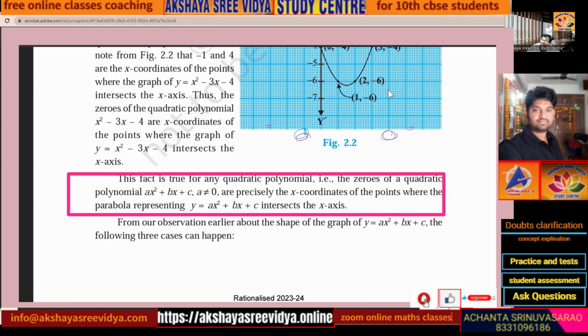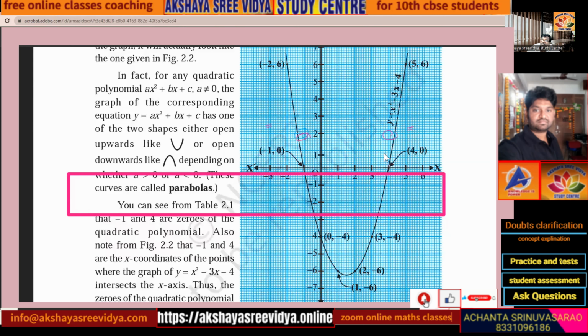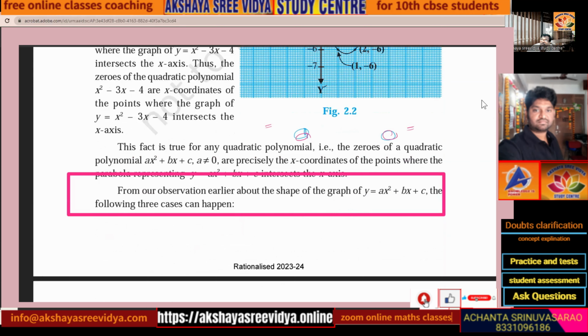That points are called, that is, -1, 0 and 4, 0.